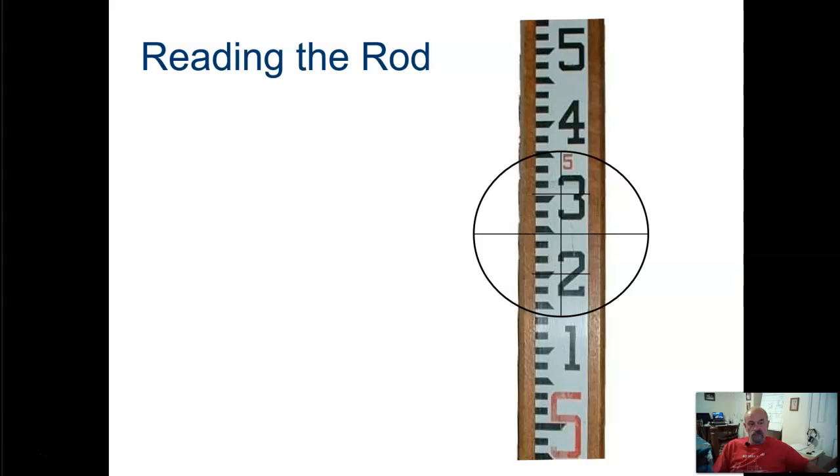What measurement does this horizontal crosshair indicate? This means that the line of sight on the instrument is at 5.25 feet above the point on which the rod itself is resting. This is assuming you're looking through it.